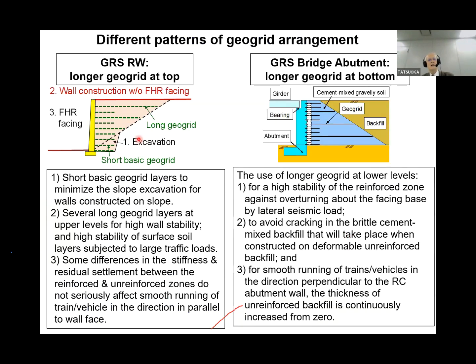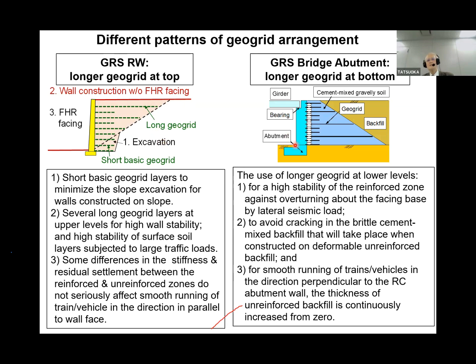So this is showing the arrangement of the grid for a GR retaining wall. In this case, the grid is longer at the top. And this is the arrangement of the grid for a GR bridge abutment, longer at the bottom. This is opposite. The reason is this: for a GR retaining wall, the train or road is running in the direction perpendicular to this figure. So a small difference in the settlement and stiffness between the unreinforced zone and the reinforced zone is not a problem.